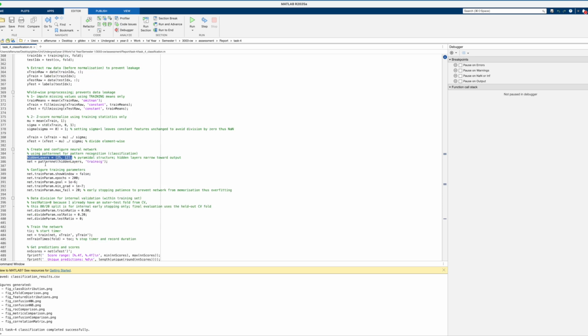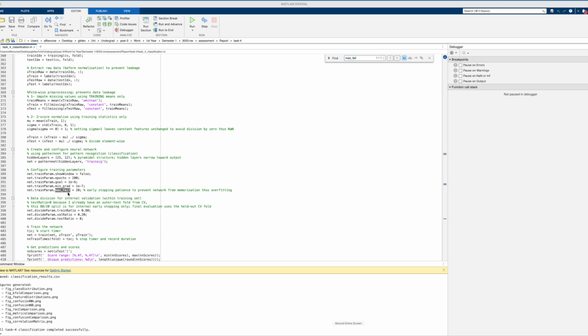The pyramidal structure forces the network to compress the information as the layers get smaller, so it can't just memorize, it has to learn patterns. 25 is roughly 60% of the input and 12 is about half of that. I use patternnet here with trainscg, which is scaled conjugate gradient, which avoids the computational cost of line searches that other training algorithms need.